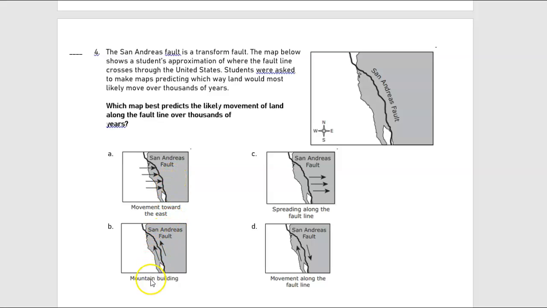B, mountain building. So we have both plates moving in one direction. C, spreading along the fault line. We have the North American plate moving east away from the Pacific Plate. D, movement along the fault line. So we have one plate moving in one direction and another plate sliding in the other direction. So, which of those best describes a transform fault? Transform fault.